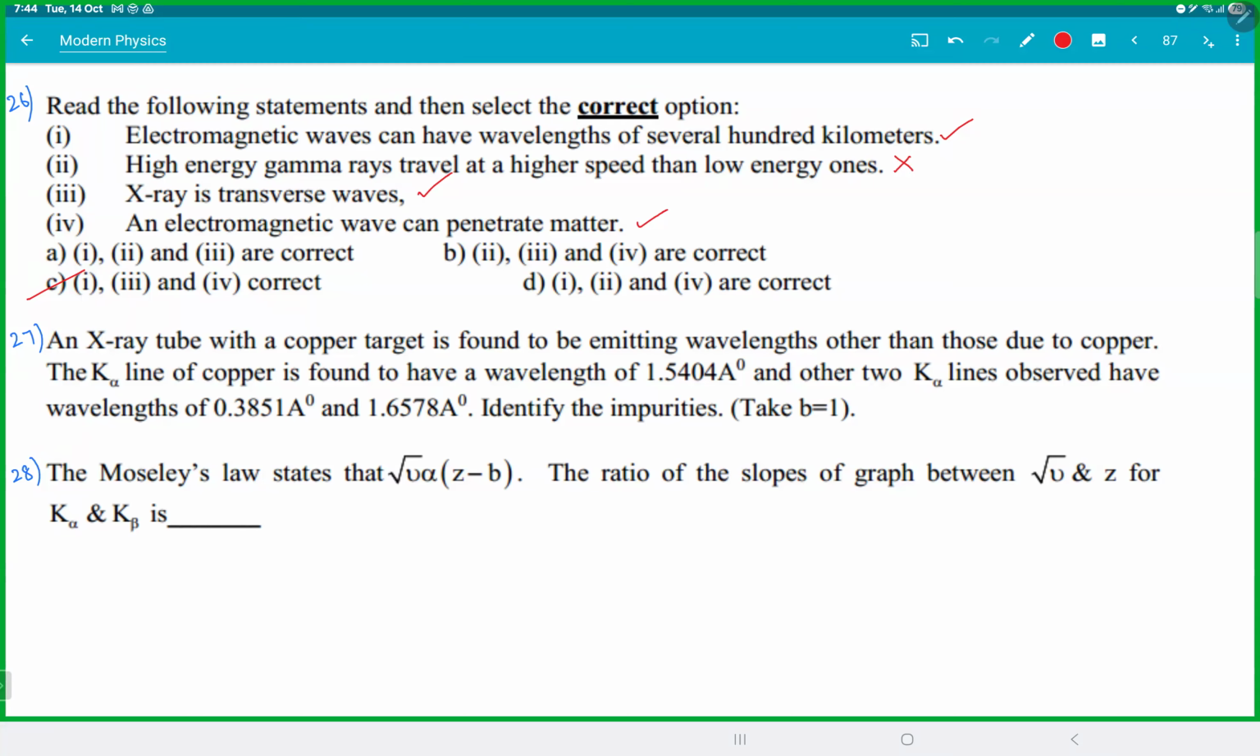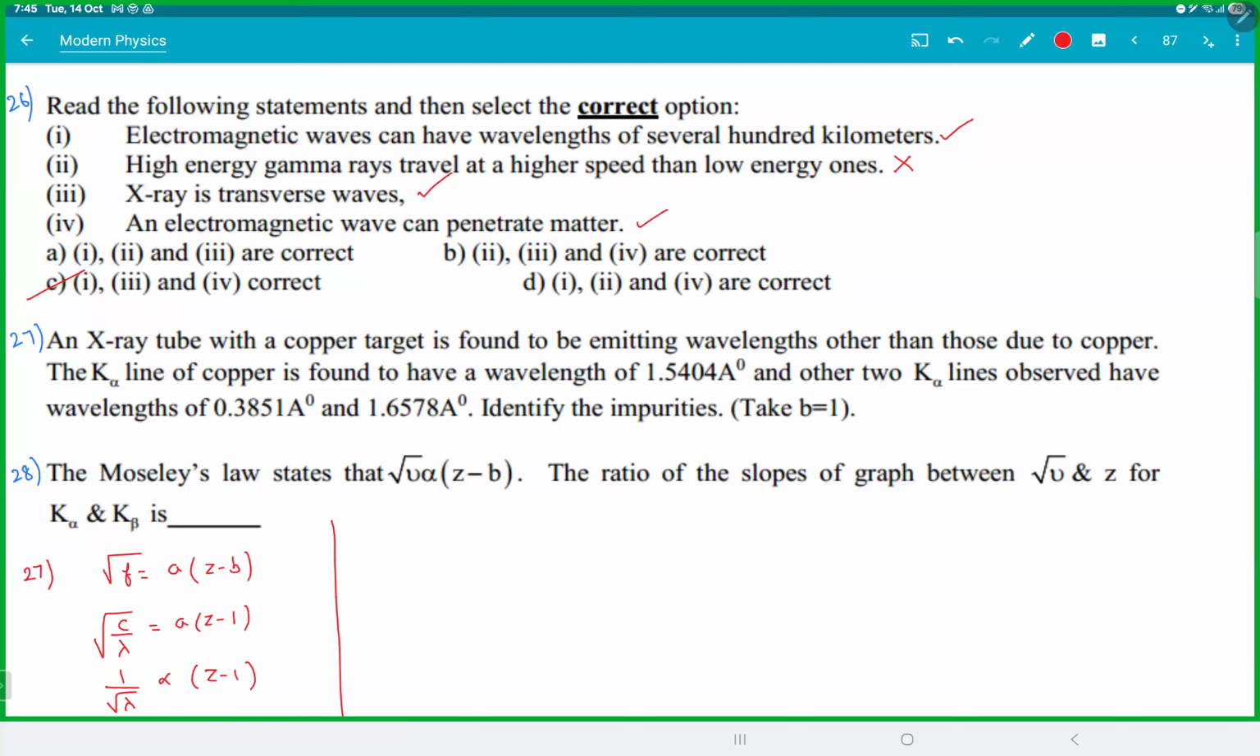So which formula do we have to use for 27? Root over frequency is A into Z minus B. Since you're talking about wavelengths, I can say root over C by lambda is A into Z minus B. B is 1 because it's at K alpha. So you can clearly see 1 by root lambda is proportional to Z minus 1.